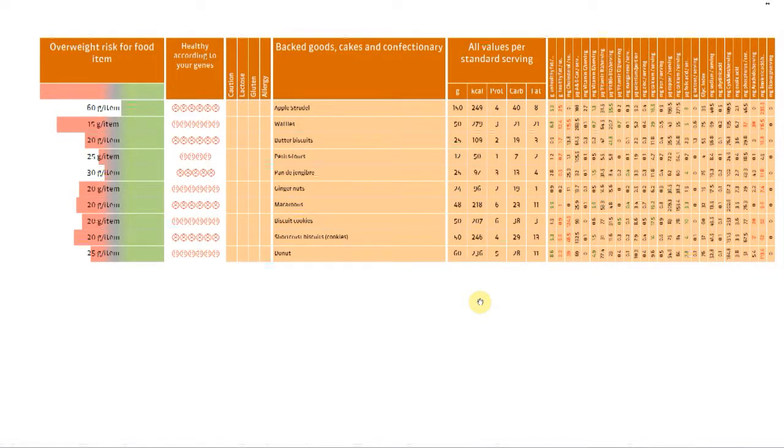So what we find here is that apple strudel is, as I've explained, something that has less weight gaining potential than waffles. So a person can eat 60 grams of apple strudel to have the same weight gain effect as 15 grams of waffles. So what does this tell you? It tells you eat more apple strudel and less waffles if you have the choice.